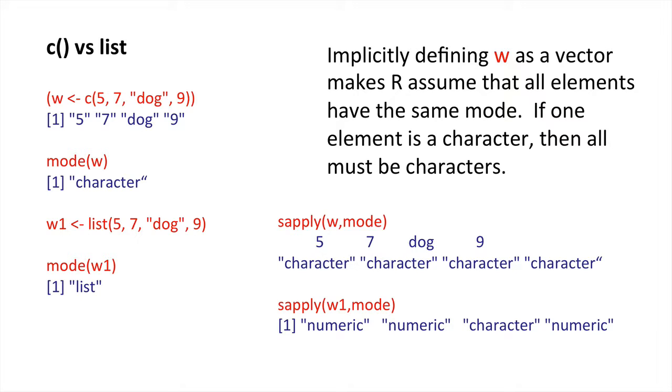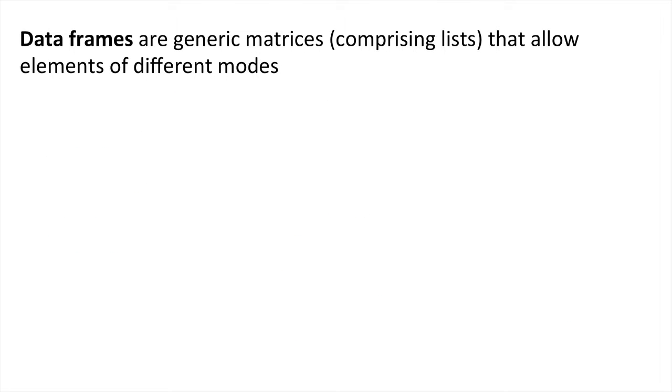So implicitly defining w as a vector makes R assume that all elements have the same mode, and if one element is a character, then all must be characters. So if you're creating data sets involving different types of variable, we use lists and data frames rather than creating them using vectors or matrices. So let's get on to data frames.